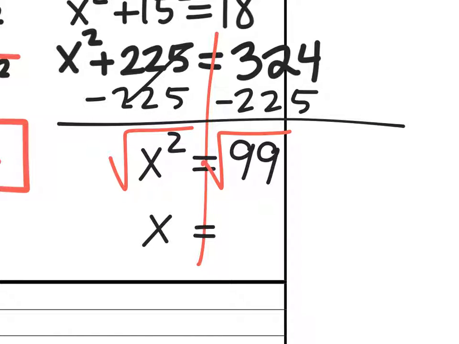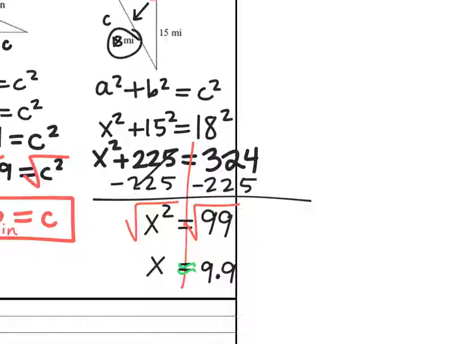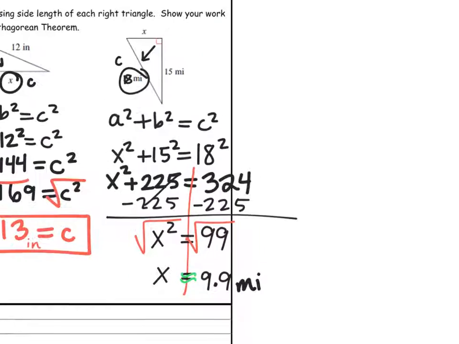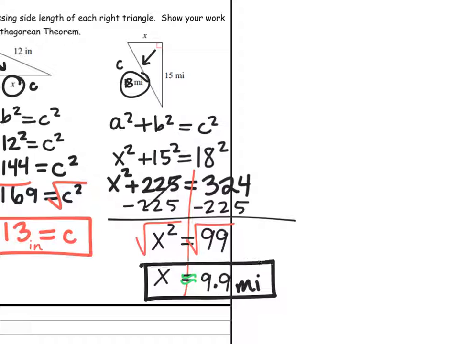Find the square root of 99, and I only want the positive answer because we're dealing with distances, and you can't have negative distance. And we're going to round to the nearest tenth. So what that says is I'm rounding to 9.9. What were our units? Miles. This is like a really big triangle. There's your final answer.